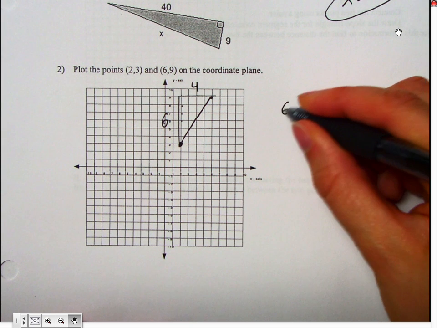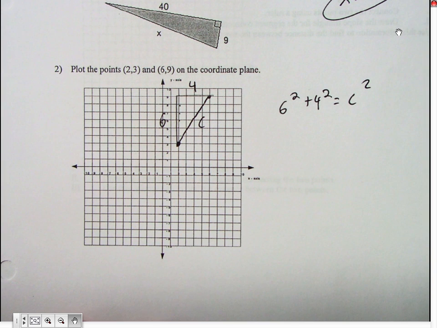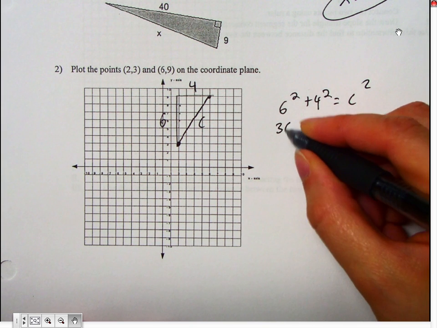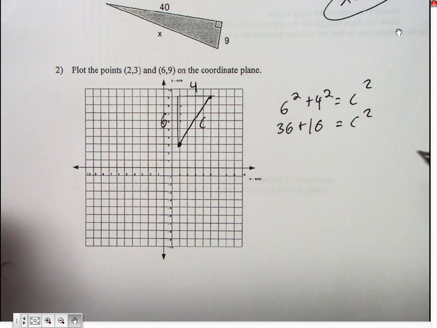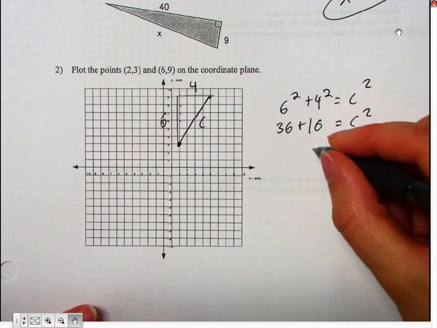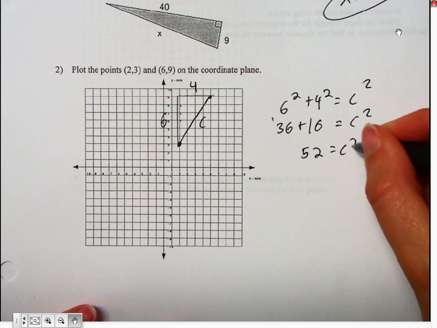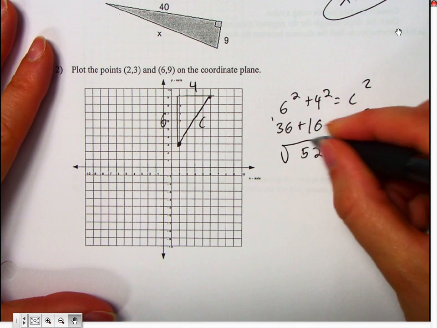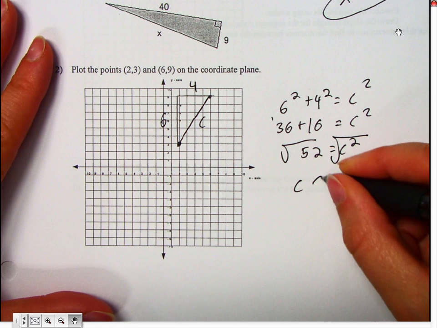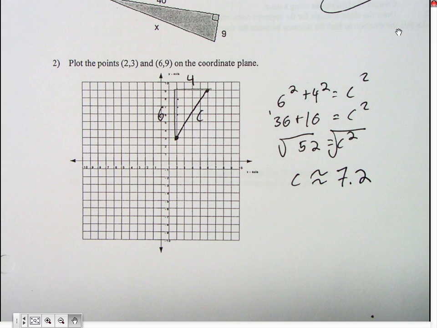So I can go 6 squared plus 4 squared equals, and I'll call this c squared. So 36 plus 16 equals c squared. 36 and 16 gives me 52 equals c squared. And so who's got a calculator? What's the square root of 52? C is approximately what? 7.2. That's my distance.